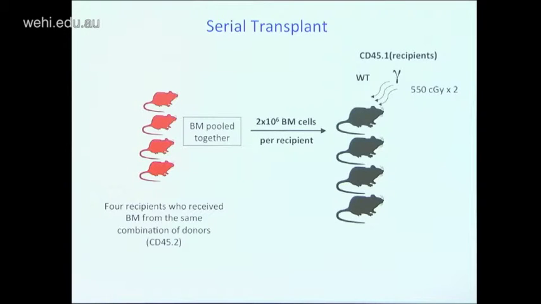The next thing is the serial transplant, when at 8-week points, you pull all the bone marrow together from the 4 recipients who receive the same bone marrow, and then you inject 2 million bone marrow cells into the next lot of recipients, which are all, again, 45.1 positive and lethally irradiated. So the main analysis I performed here is chimerism analysis to see the donor chimerism in the reconstituted recipients.